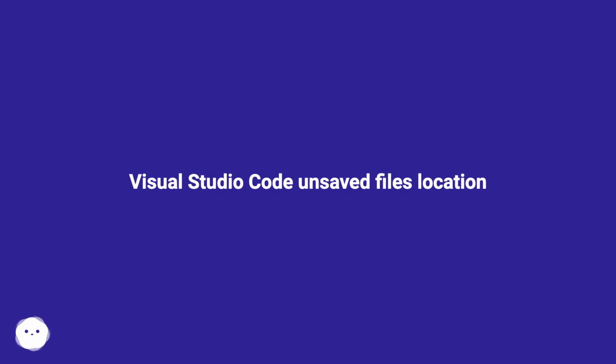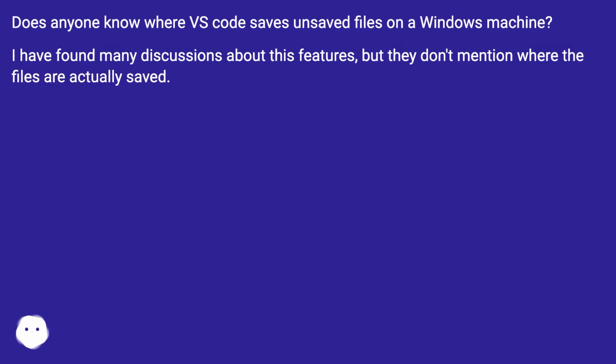Visual Studio Code unsaved files location. Does anyone know where Visual Studio Code saves unsaved files on a Windows machine? I have found many discussions about this feature, but they don't mention where the files are actually saved.